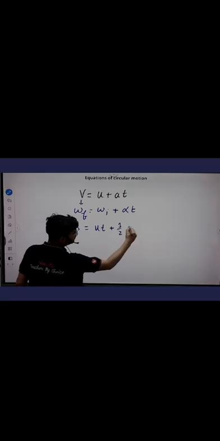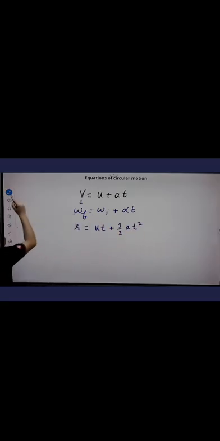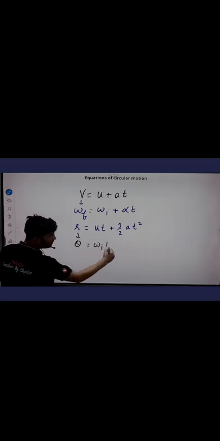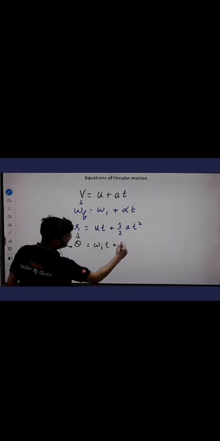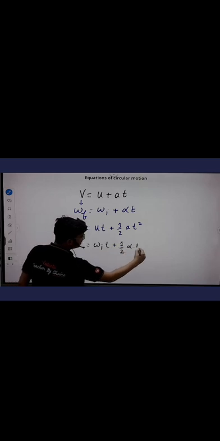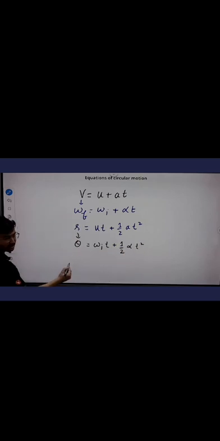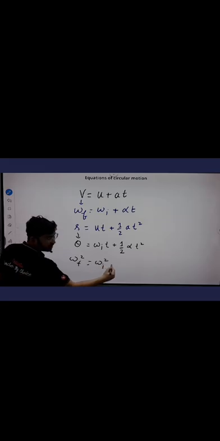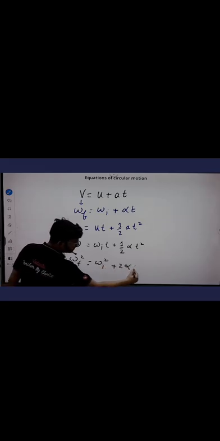So we know the second equation is what? S equal to ut plus half of at square, right? So can you replace this equation with the angular equation? What will displacement be? Good. Theta. So what will u be? Good. Omega initial. Time is time everywhere, right? And half of alpha t square. Right? So let's write the third equation now. Omega final square equal to omega initial square plus 2 alpha into theta.